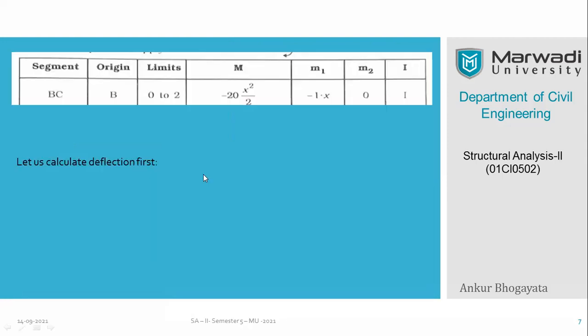So this is the equation first to explore. We begin with the segment C to B. B is the origin. The length is 0 to 2 meters, and as you can see, there is a UDL only. We will apply a point load later on, but first, you have to create the capital M equation based on the external loading.